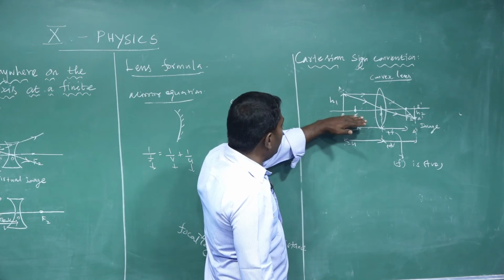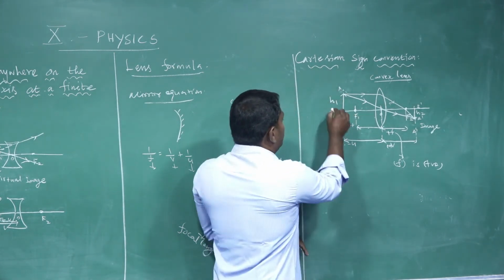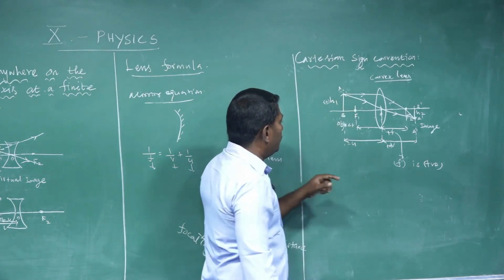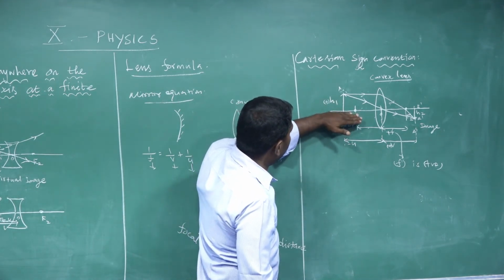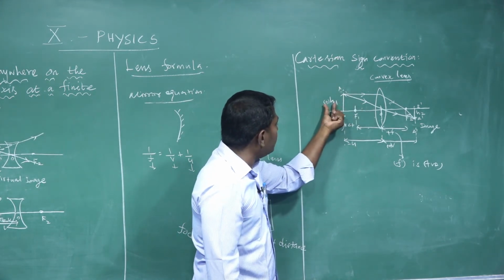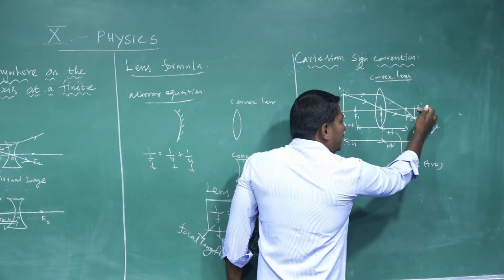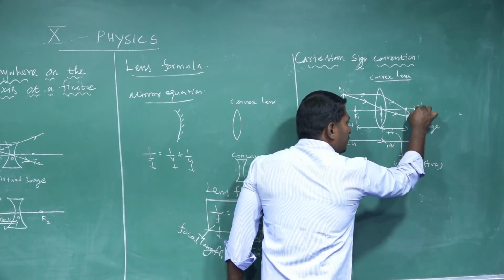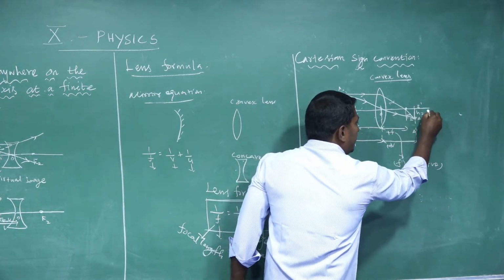Any measurement above the principal axis which is perpendicular, the distance is taken as positive. Here, height of the object is taken as positive. Why? The distance is measured perpendicular to the principal axis and also above the principal axis, so the distance is taken as positive. But height of the image H2, which is perpendicular to the principal axis, see the principal axis direction, but the image is perpendicular and below the principal axis, that measurement is taken as negative.